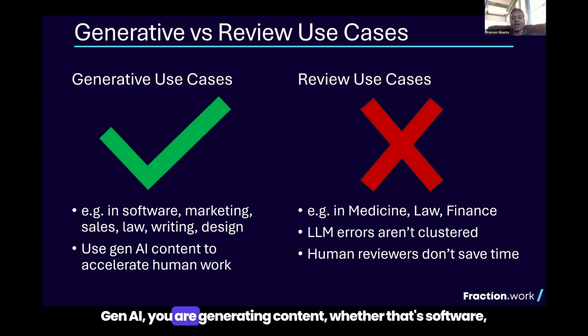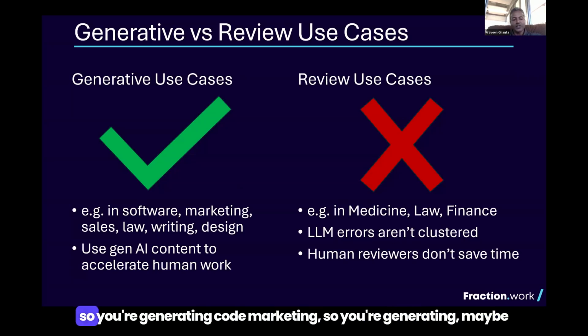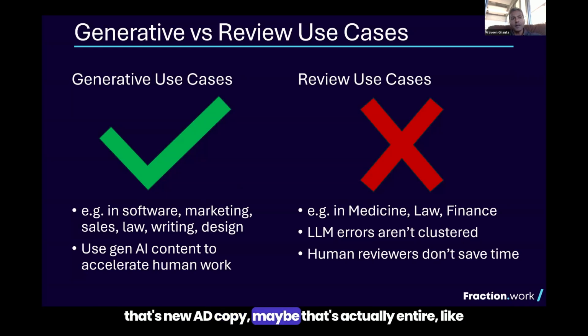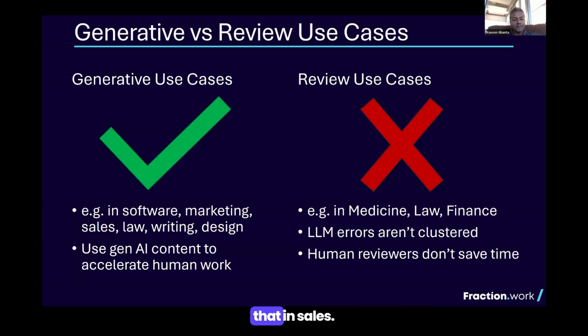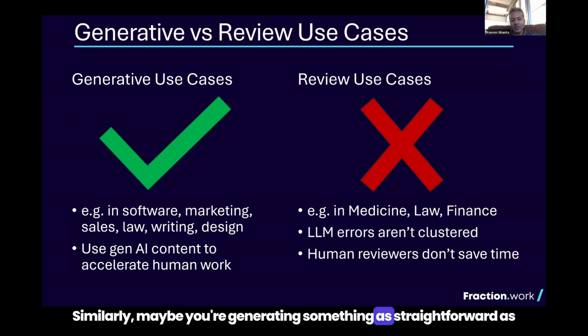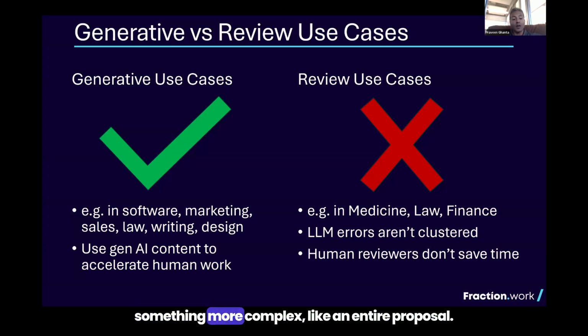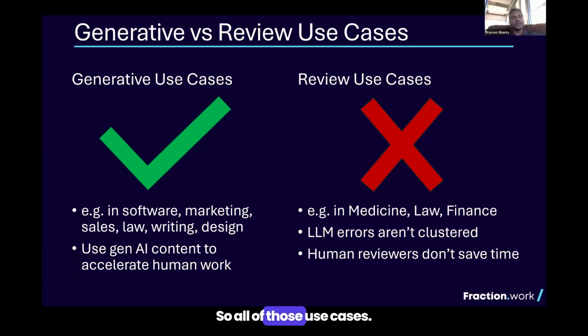you are generating content, whether that's software, so you're generating code, or marketing, so you're generating maybe new ad copy, maybe entire blog posts or writing, all sorts of things like that. In sales, similarly, maybe you're generating something as straightforward as emails, or maybe it's something more complex like an entire proposal. There are great AI-powered tools to help with that now. Design, of course, everybody's familiar with DALL-E and Stable Diffusion, and there are all of these powerful models for generating images, right?